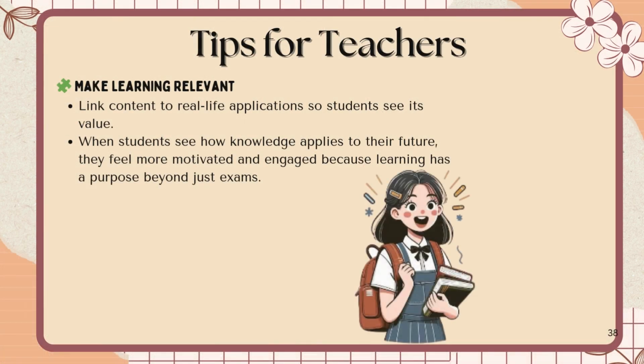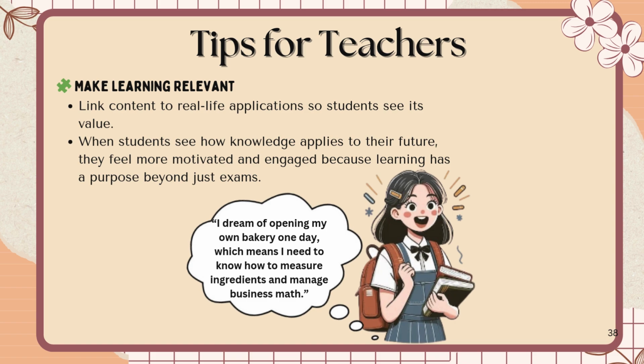First, we have tips for teachers. One of the best things teachers can do is to make learning relevant. This means connecting lessons to real life so students understand why they are learning something. For example, if a student wants to start their own bakery in the future, they need to learn how to measure ingredients, understand costs, and maybe even market their business. So here we can see math and science suddenly become tools, not just subjects.